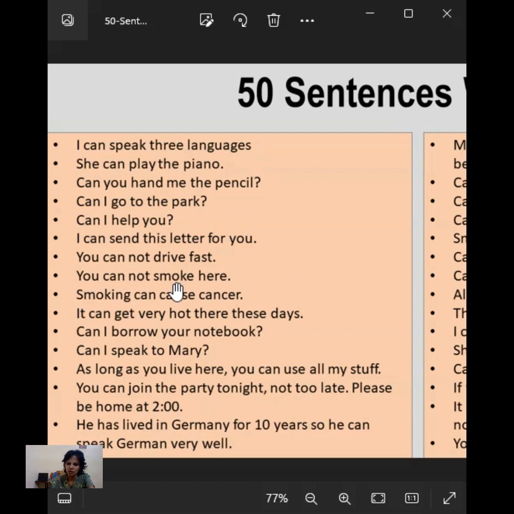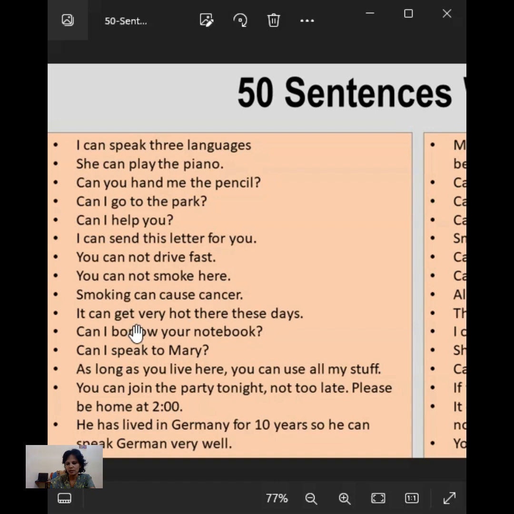That is what you can't. You are not allowed to smoke. That is what it means. And next one, smoking can cause cancer. There is a possibility of getting cancer due to smoking. These are all bad habits. When people have the habit of smoking, they have chances of getting cancer.